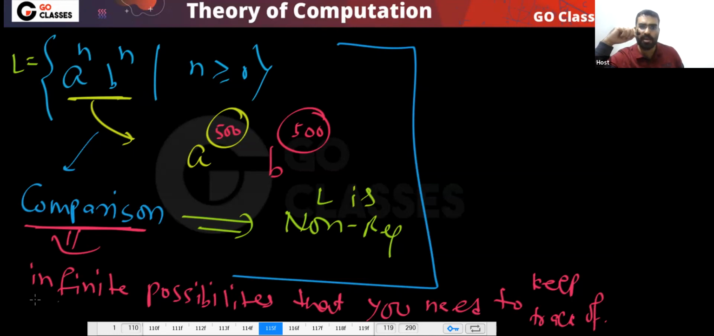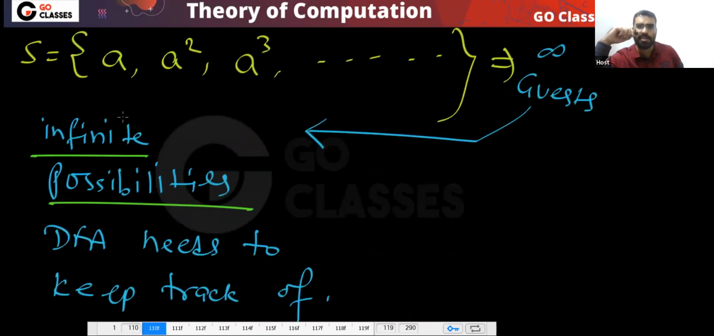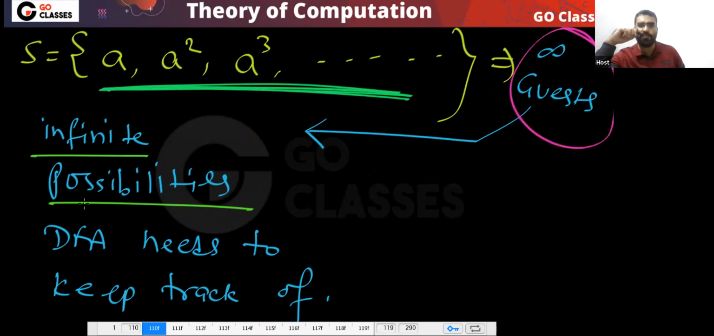Is this clear what I'm saying? Infinite possibilities that you need to keep track of. In any language, if you have infinite possibilities that you need to keep track of, then I can say that it is non-regular. For example, in this language, these strings are the infinite possibilities. These infinite guesses are the infinite possibilities that we need to keep track of. Do you agree or not? All these, a squared, a power 3, all these are the infinite possibilities we need to keep track of.